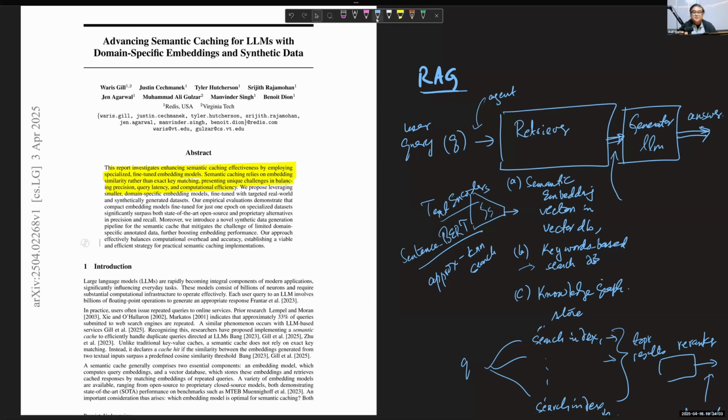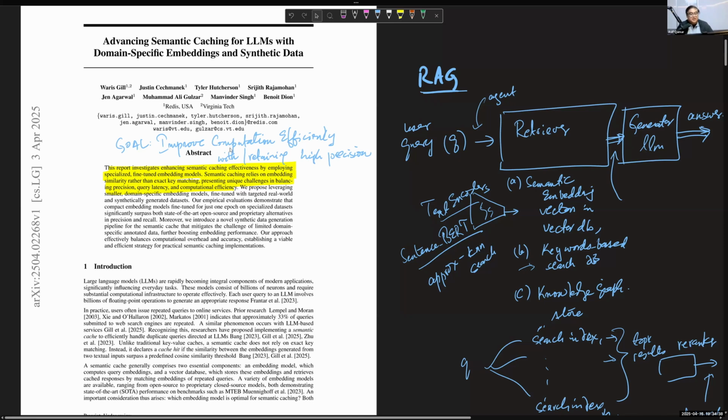So I'll just write it down. Goal is improve computational efficiency without loss or retaining high precision, your answers are still, the answers that you serve are precisely the answer that you would have liked to serve.